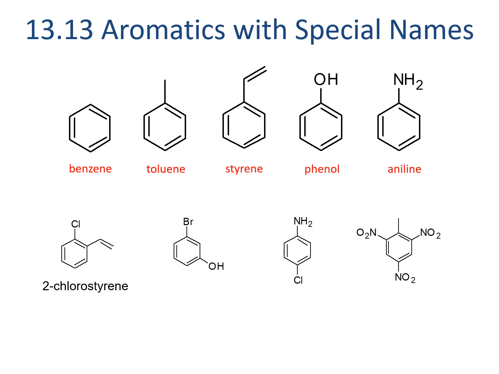Similarly, the OH on the next molecule makes this molecule a phenol, and the OH is automatically 1. This molecule then becomes 3-bromophenol. The third molecule is a 4-chloroaniline because of the NH2 group on top. And the fourth molecule is a toluene from the methyl group on the top. The NO2 groups, which we don't talk about in this class, are nitro groups. Even though we could have the numbers 1, 2, 3, and 5 if we numbered starting with one of the top nitro groups, the methyl is automatically assigned 1 since it's part of the name toluene, making this a 2,4,6-trinitrotoluene, or TNT for short.